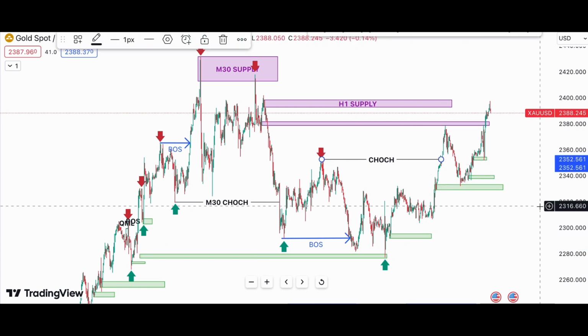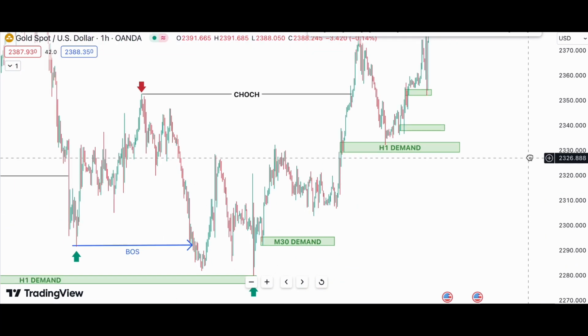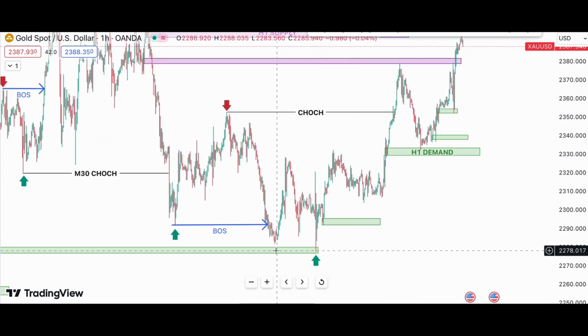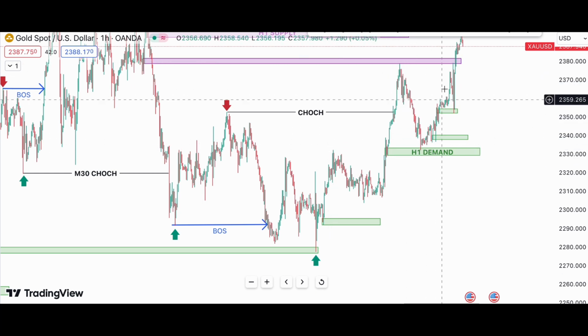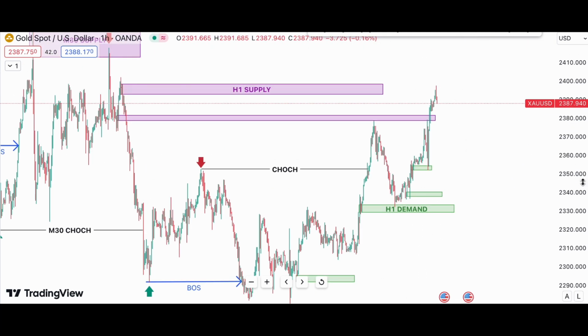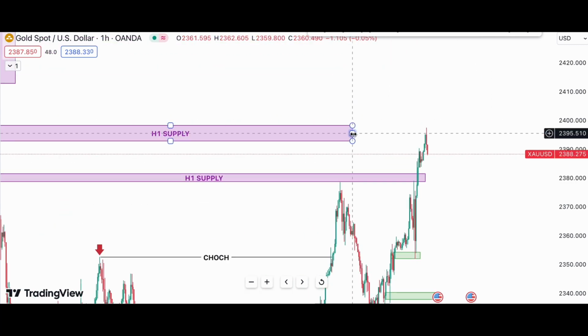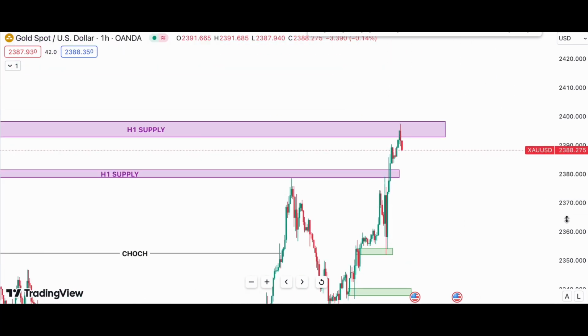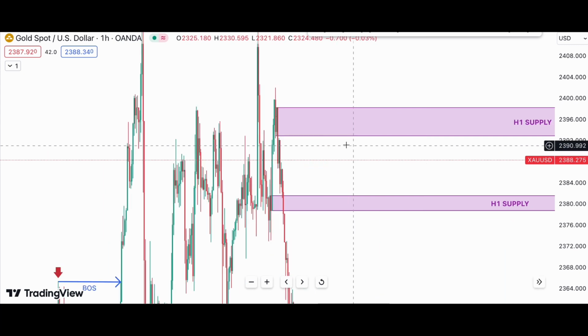So right now we know this is an uptrend, very obvious. We see the structure: higher high, higher low, and now even another new higher high. So this is also another H1 supply.